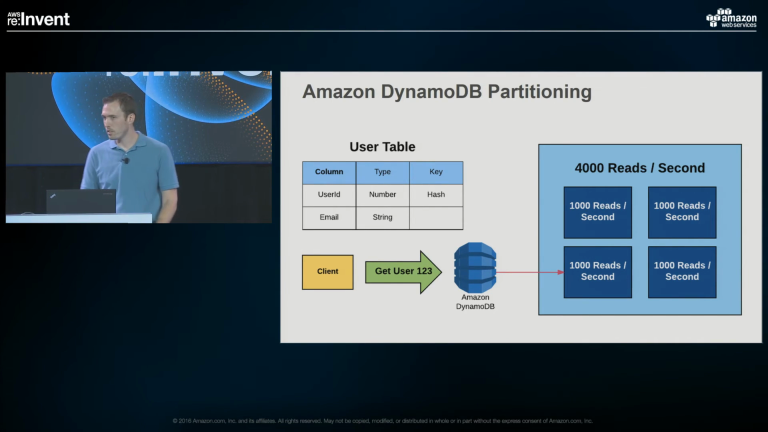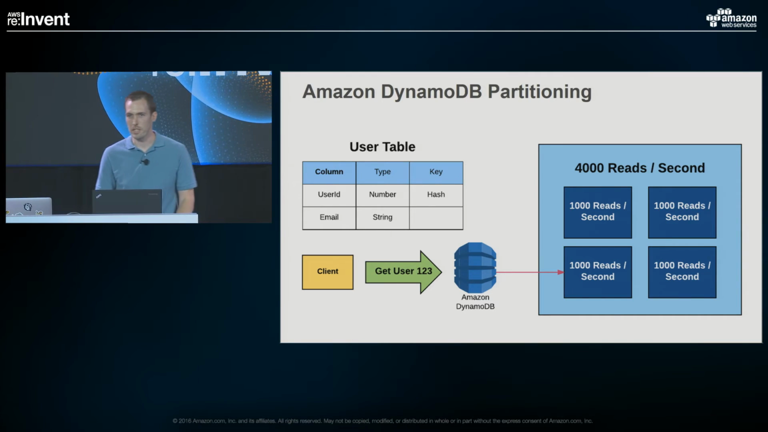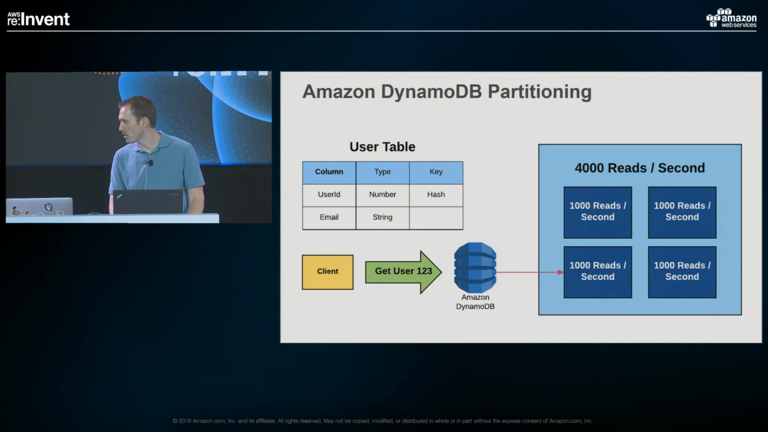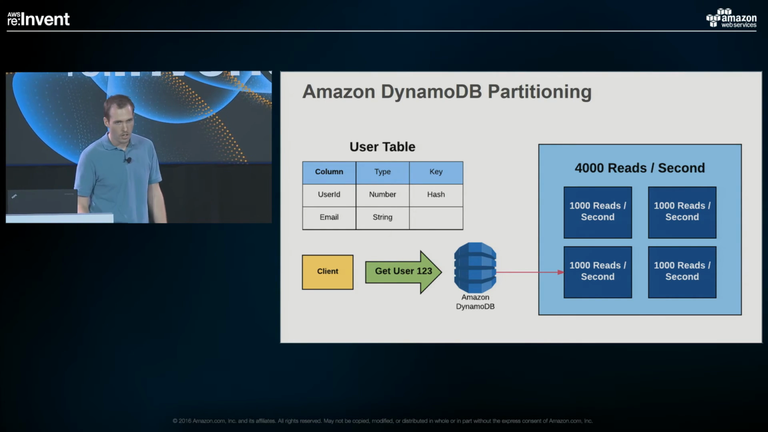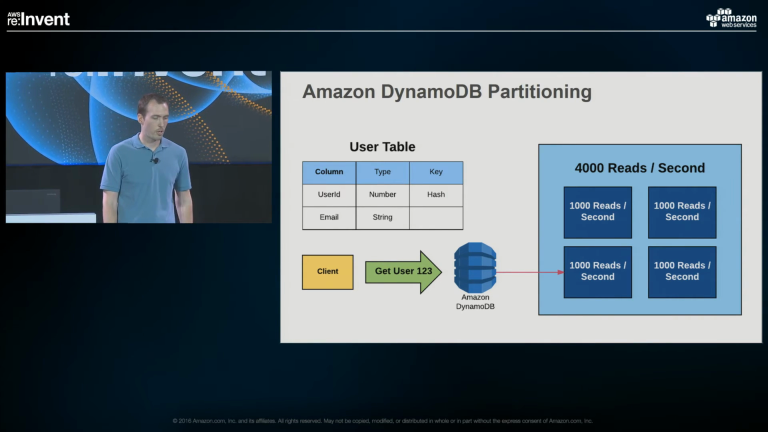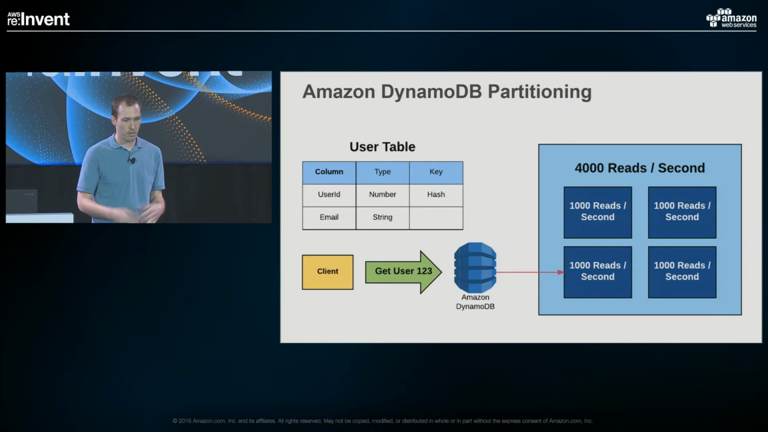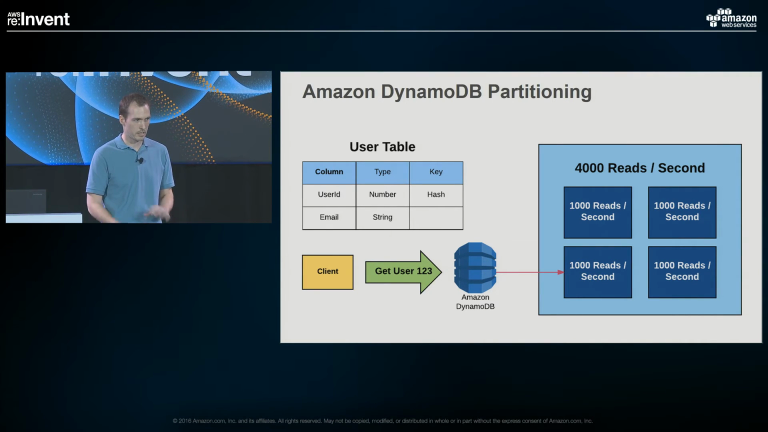But usually we like to avoid the throttling errors to begin with. In this situation, I have a table that has 4,000 reads per second. So if my client tries to get the record for user 123, 2,000 times per second, even though the table capacity is 4,000 times per second, it's still going to get throttling errors because it's exceeding the limit of its partition, and that record only lives on one partition.